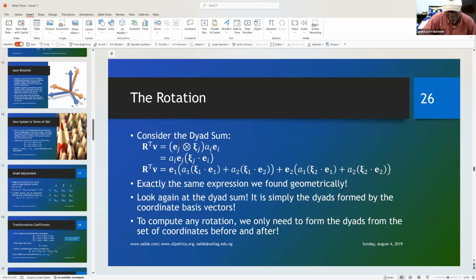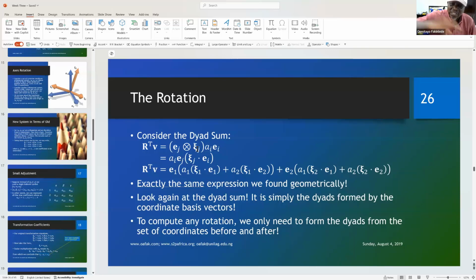If you have difficulty knowing what to do, just remember that the one that comes first is where you are going. For the transformation, the one that comes first. So this E_j circle times xi_j is transforming from the xi to E. If you want to transform from E to xi, it is now xi circle times E. So you can rotate from the E's to the xi's: it is xi circle times E. If you want to rotate from xi's to the E's, then it is E circle times xi. It is where you are going that comes first, and then where you are coming from comes second.